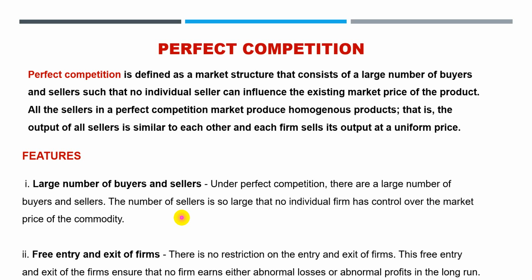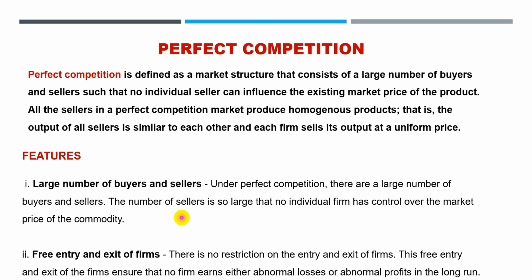In the long run, any abnormal profits induce new firms to enter the market. It increases the total supply. When the number of firms entering increases, the supply increases. When supply increases, the price of the commodity reduces. This trend continues till profits are reduced to normal profit.